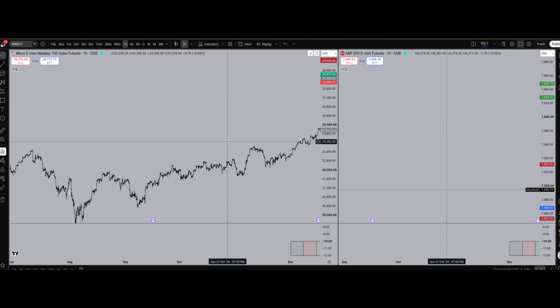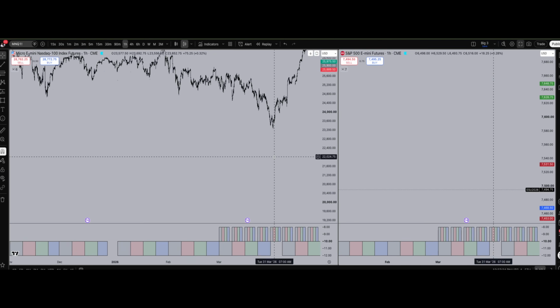Are we going to pivot a little bit? Are we going to retrace to OTE of the range? Or are we going to continue lower? These are the things that we're going to be looking for.